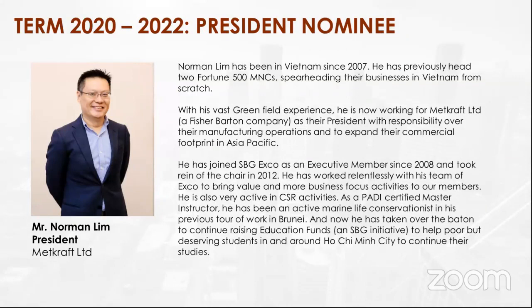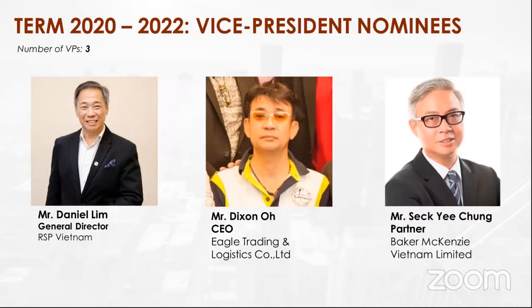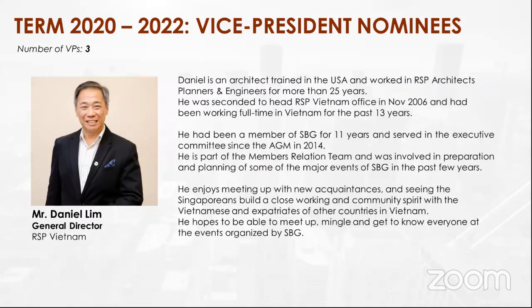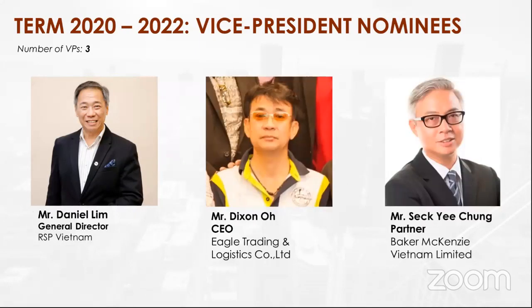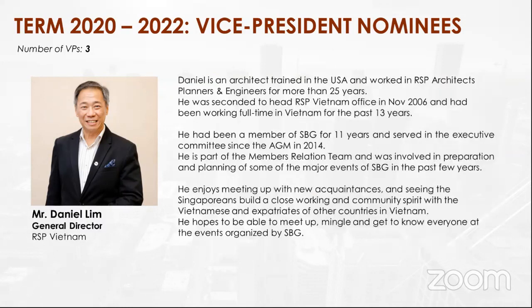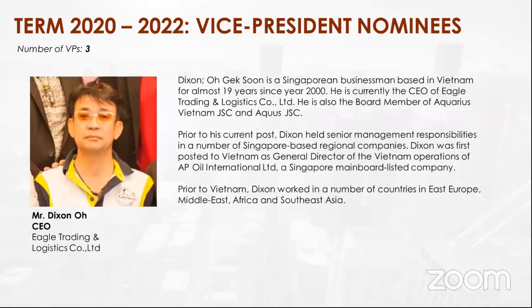For the VPs, we will do polling, right? No need, but are there any contestants? No, only 3, we don't have more. No polling. Okay. So you can say that because we have 3 VP positions and also 3 nominees, Mr. Daniel Lee, Mr. Dixon O, and Mr. Seki Jung will still remain as our vice presidents for the next term. I will show their profiles for a few seconds for people to read through, and then move on to our honorary treasurer.